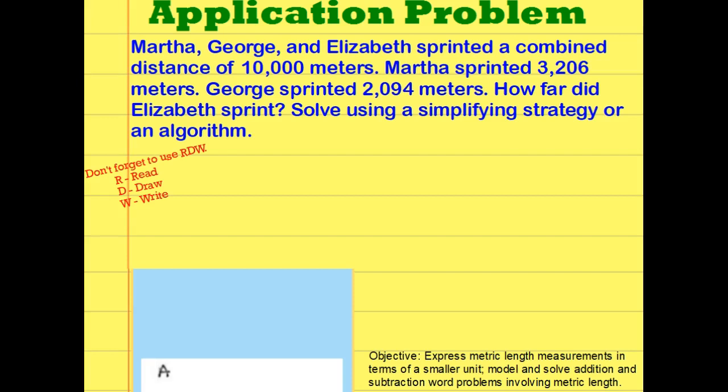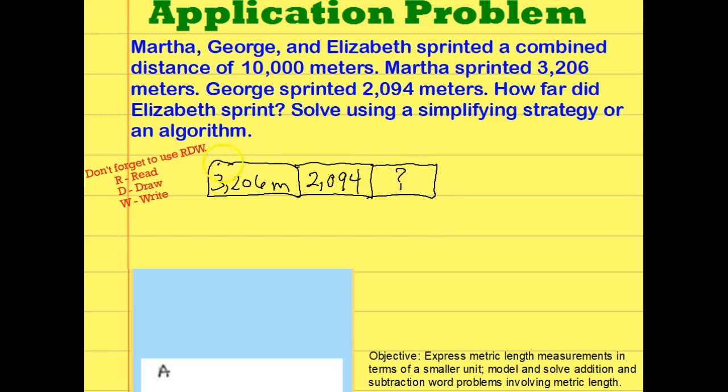Okay, so Martha, George, and Elizabeth sprinted a combined distance of 10,000. Okay, so we have Martha is 3,206 meters. George, 2,094. And then Elizabeth is some question mark, and the total is 10,000.